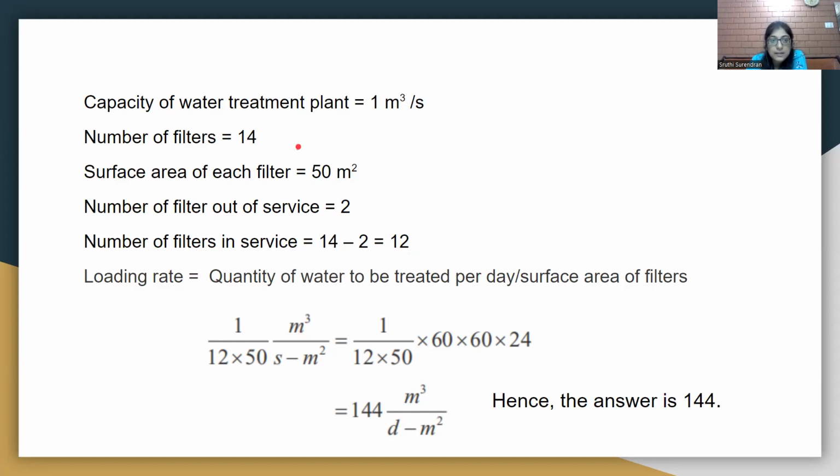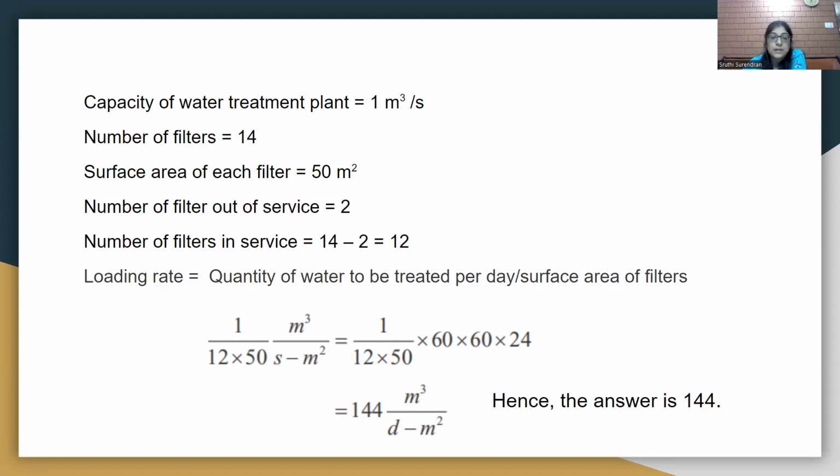Now we have been given the capacity of the water treatment plant is 1 meter cube per second. Since it is in days that we require, we convert this value into meter cube per day. So for that, we multiply it by 24 hours and 3600 seconds, divided by number of filters into the area. We will get the loading rate 144 meter cube per meter square day. So the answer for this question is 144.